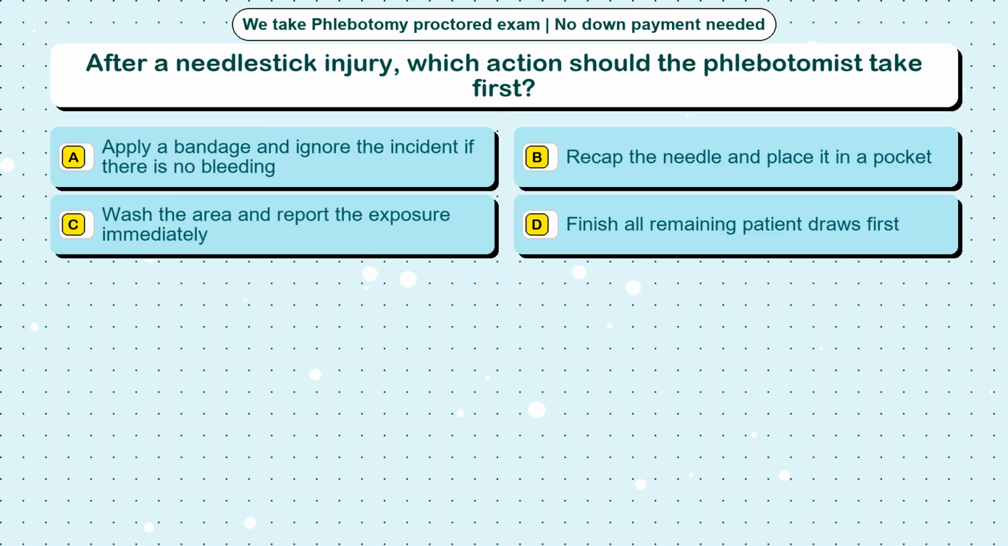Question 10. After a needle stick injury, which action should the phlebotomist take first? Option A. Apply a bandage and ignore the incident if there is no bleeding. Option B. Recap the needle and place it in a pocket. Option C. Wash the area and report the exposure immediately. Option D. Finish all remaining patient draws first.